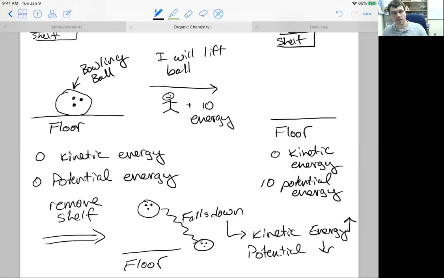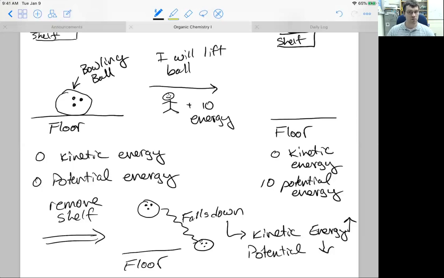So what I wanted you to take away from this is not the deep physics of the motion of a bowling ball. I just wanted you to see how energy could transfer from the kinetic and the potential state. Okay, we started with 0 kinetic and potential, but we introduced 10 energy units into the system by lifting the bowling ball and putting it on the shelf. Those energy units were not destroyed once they were introduced into the system. Rather, they were stored as potential energy. So the potential energy of the system changed when we added 10 units by lifting the ball. And now we have 10 potential energy units.